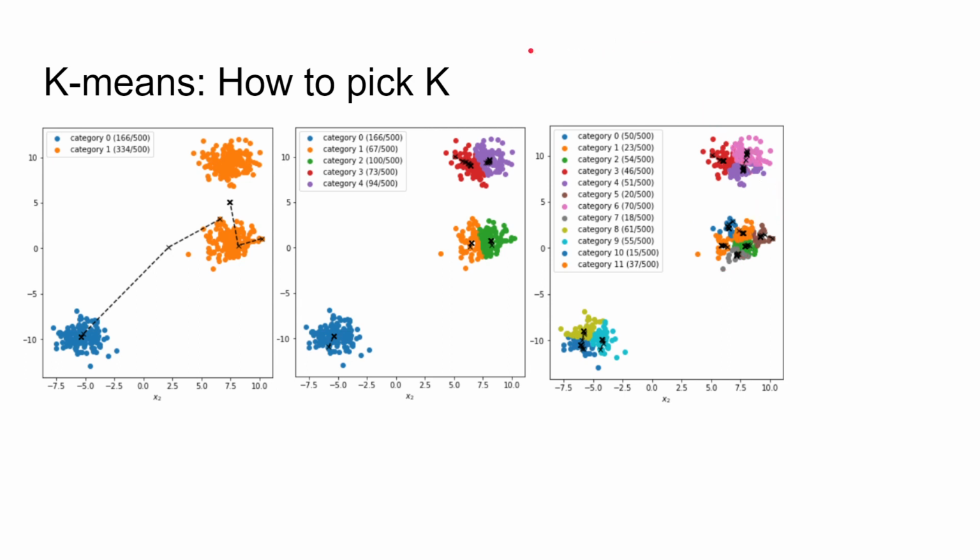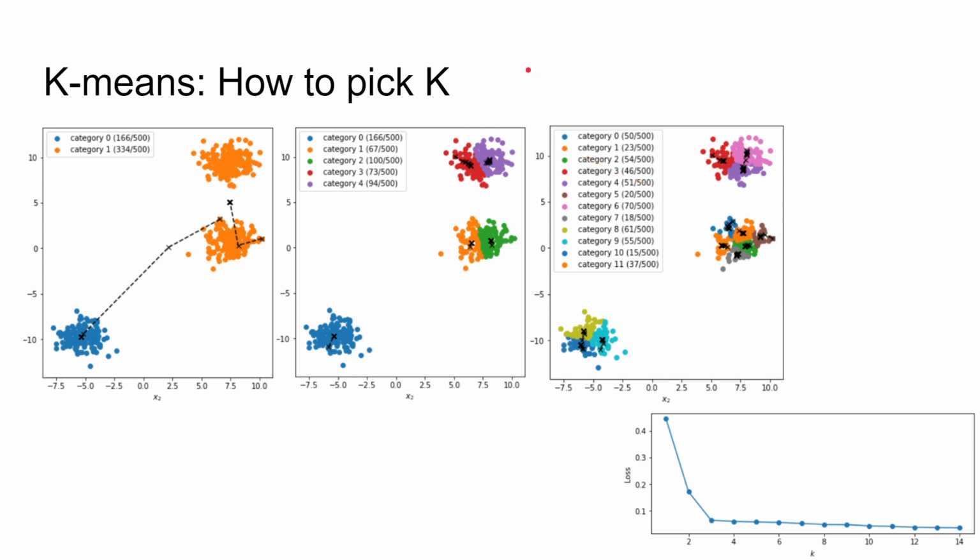Okay. How do I pick a good k? One thing we could try computing is that loss value again as we vary k, because I said this is the thing I want to minimize. Well, here's what that loss value looks like.